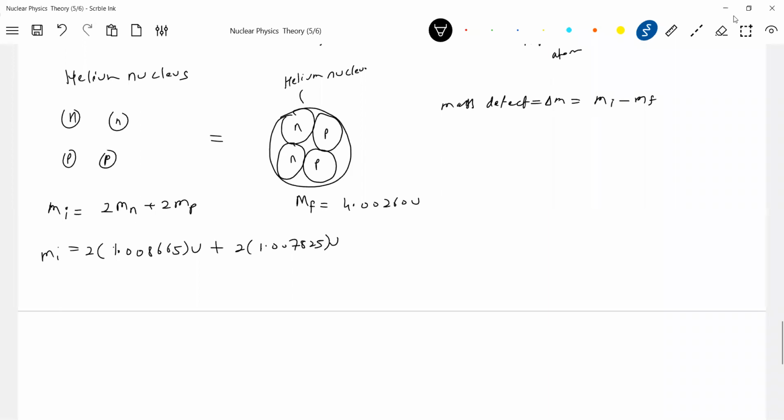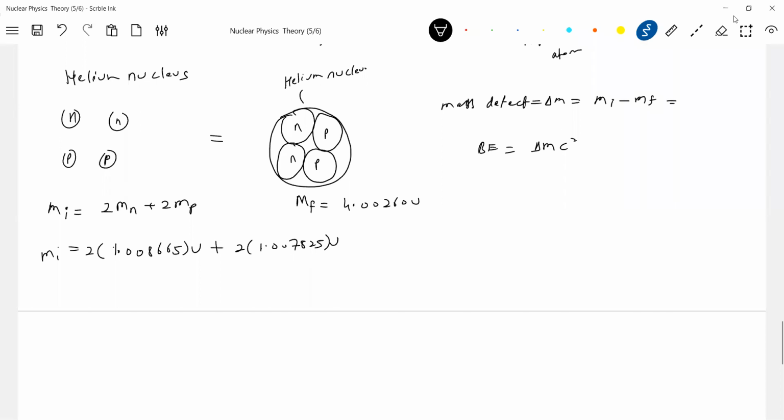The way to understand that delta M, the mass gone, means this: suppose there are four 1 kg pieces. When I combine them to make a new nucleus, it should be 4 kg, but when I go and measure, it's 3.9 kg. Where did that 0.1 kg go? That becomes the binding energy, which is equal to delta M into C square.